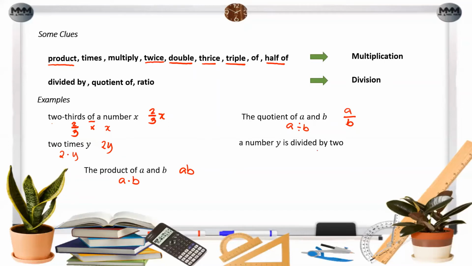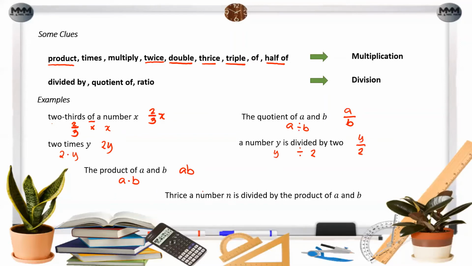Our next example is a number y is divided by 2. So we have here a number y, and "is divided by" means we divide it by 2. So we have this symbol, or we can write it as y over 2.